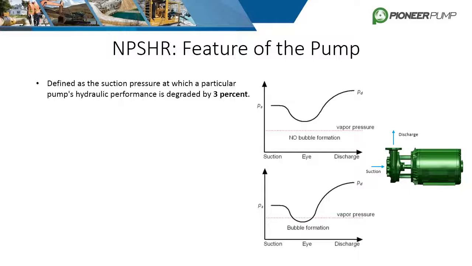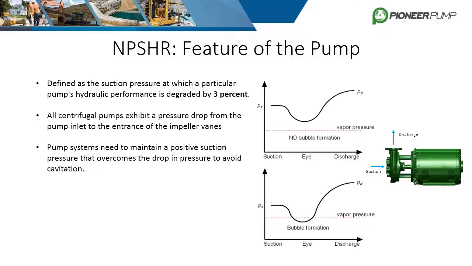NPSH-R is defined as the suction pressure at which a pump's pressure output is degraded by 3%. The image to the right illustrates what happens to the pressure of the fluid at the eye of the impeller. Pump systems need to maintain a positive suction pressure that can overcome the drop in pressure to avoid crossing the vapor pressure line. If the pressure does drop below the vapor pressure line, vapor bubbles start to form at the eye of the impeller. As the bubbles move from the eye of the impeller to the outer edge, the pressure increases and causes the bubbles to collapse or implode. This is the definition of cavitation. A deeper look into cavitation will be covered in a later slide.